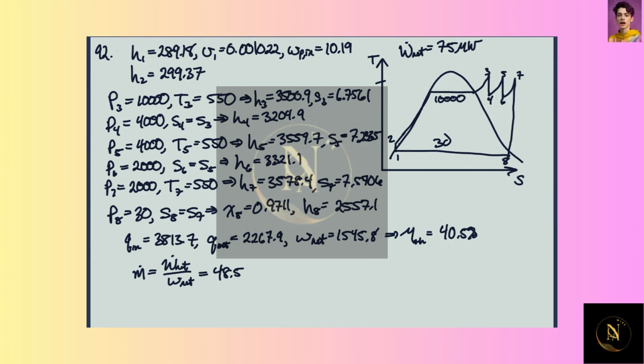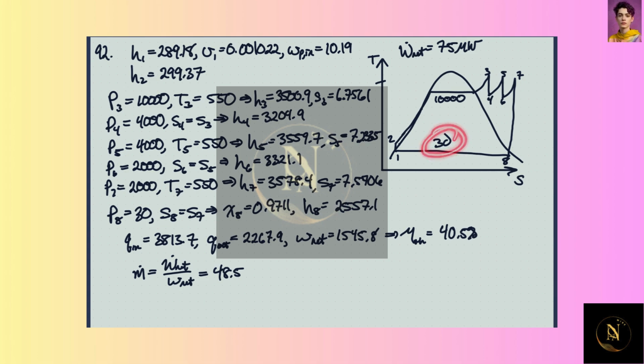Not a simple one. We have two stages of reheat. So we go through reheat, and then finally come back to the condenser. We're told the net work out of this plant, or this system, is 75 megawatts.